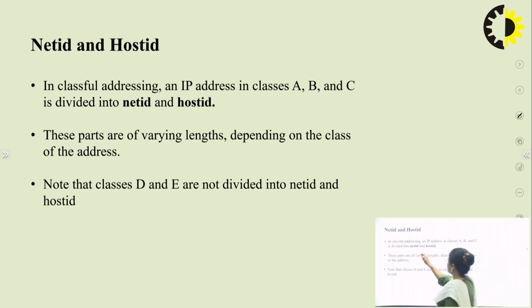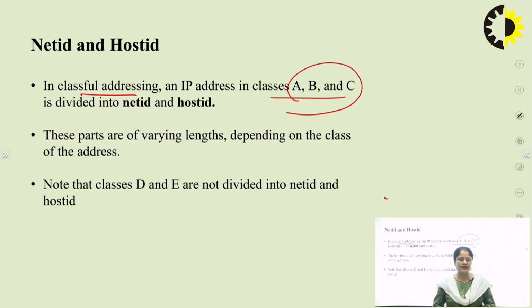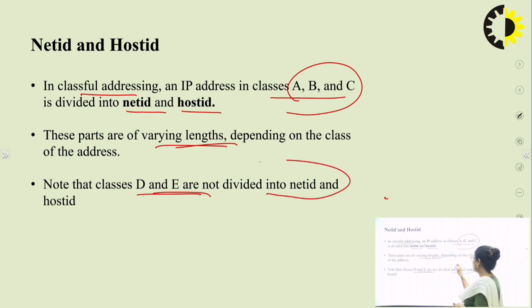So in classful addressing, we have 5 classes, basically A, B, C, D and E. Out of the 5 classes, the first 3 classes are used for addressing, and the remaining 2 classes are reserved for some special meaning, which we'll talk about more in some other classes. Each IP address is divided into 2 parts, the net ID and the host ID, and these 2 parts are of varying length depending upon which class the address belongs to. D and E are reserved for special purposes, and they don't fall under the category of being divided into the net ID and the host ID.